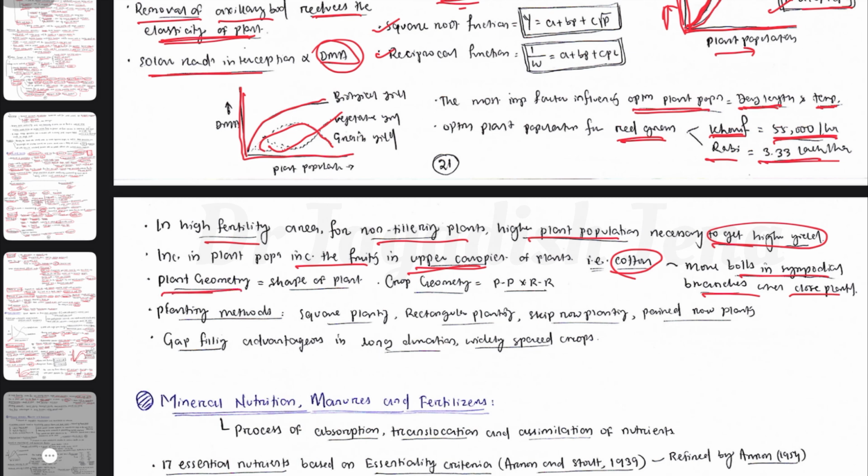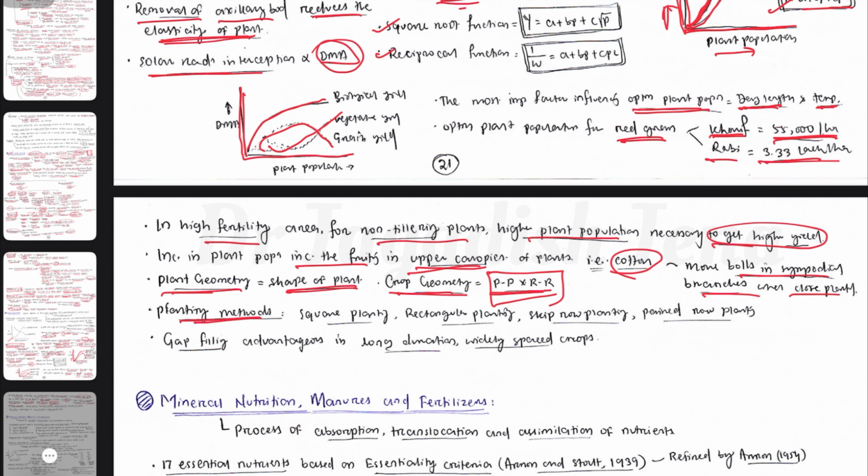Plant geometry is basically the shape of the plant, how the plant looks. For maintaining plant geometry, we have to trim the plant. What is crop geometry? It is basically the space we are providing for a particular plant, that is the plant to plant spacing and row to row spacing, or row to row spacing into plant to plant spacing. That is crop geometry. Remember the difference between plant geometry and crop geometry.